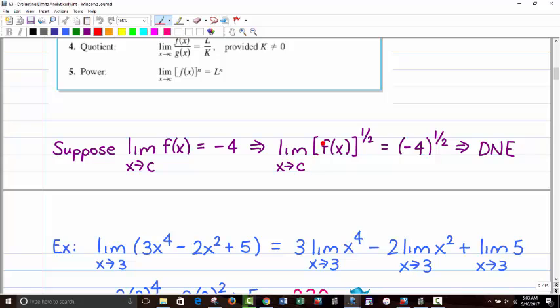So like x approaches c equal negative 4, if you do that to the 1/2, negative 4 to the 1/2 does not exist because the square root of negative 4 is undefined.